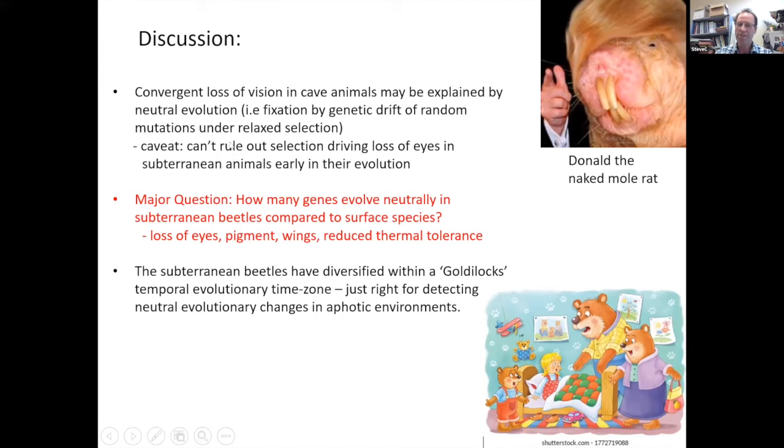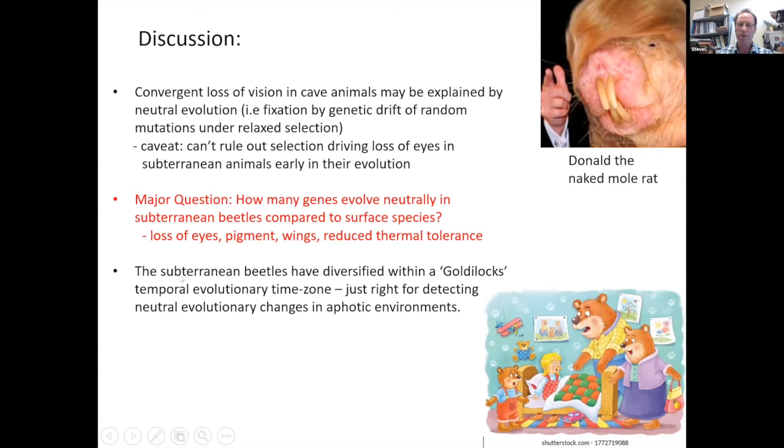The caveat to this is that we can't entirely rule out selection driving actually the loss of eyes in subterranean animals early on in their evolution, but I think the process is potentially sufficient to lead to the loss of vision over time. A major question really is how many genes actually evolve neutrally in these subterranean beetles compared to surface species. There are multiple different regressed traits like loss of eyes and pigment, wings, and also, as Perry showed, reduced thermal tolerance.